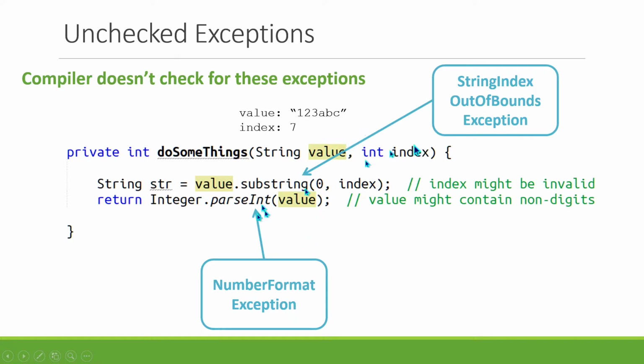Now, only one of these exceptions can be thrown at a time. If these were the actual parameter values, then it's going to throw string index out of bounds, and that's it. It's not going to throw both. It'll only throw one at a time. I'm pretty sure you knew that.